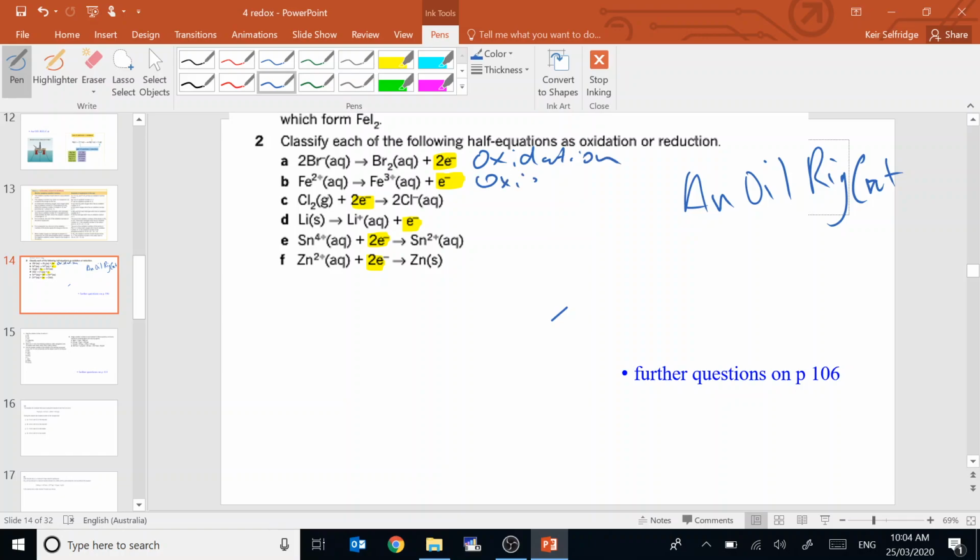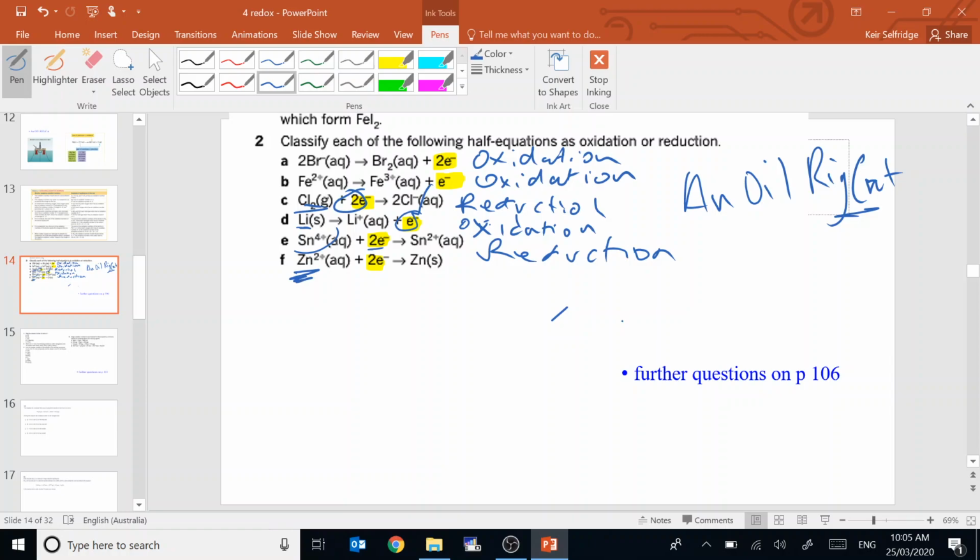The second one is oxidation. The third one here, it is gaining the electrons, so that's reduction. The fourth one, the lithium lost the electrons, so that's oxidation. Oxidation. Down to the fifth one, we've got Sn4+ gained these electrons, so it's gaining, that's reduction. And finally this one, Zn2+ gained these electrons, so once again we've got reduction.